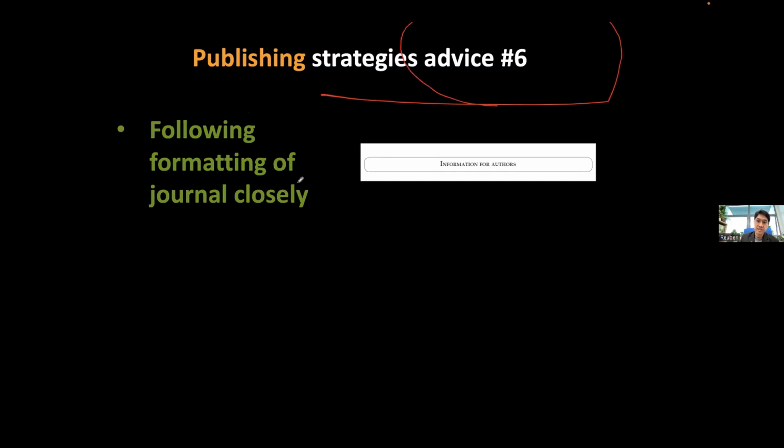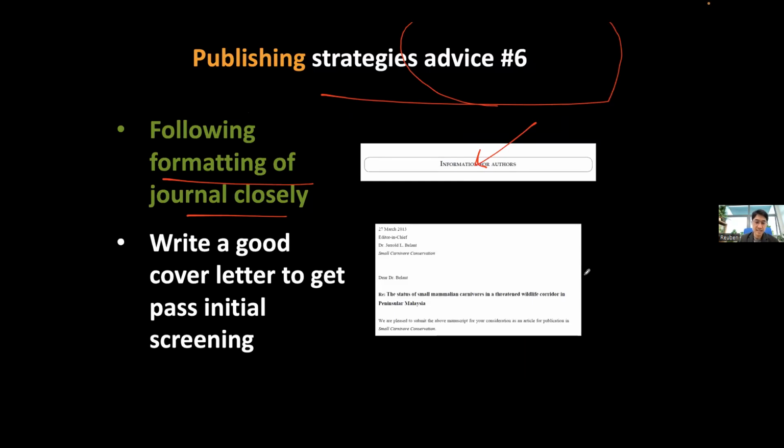So, advice number 6, as I mentioned just now, follow the formatting of the journal closely. Check out the information for authors. It tells you what correct format to use, with the APA, Vancouver. Follow that closely, standardize it.